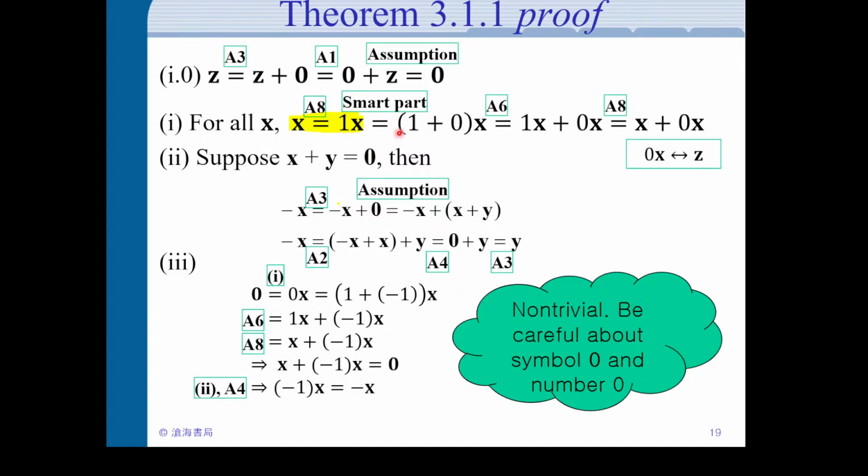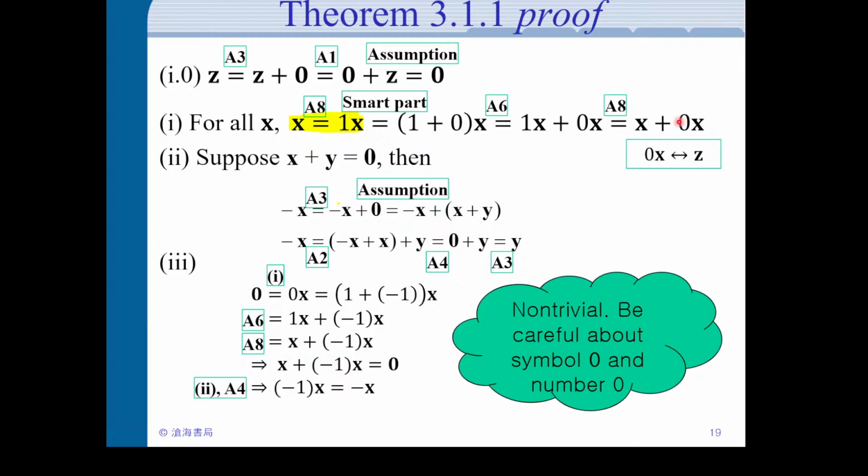So the smart part is just to write 1 as scalar 1 plus scalar 0. And now we can start using our rules. We have our distributive rule A6, so (alpha plus beta) times x equals alpha x plus beta x. So we have 1x plus 0x. And now we can use A8 again and turn our 1x back to x. And so in the end, we have that for all x, x equals x plus 0x.